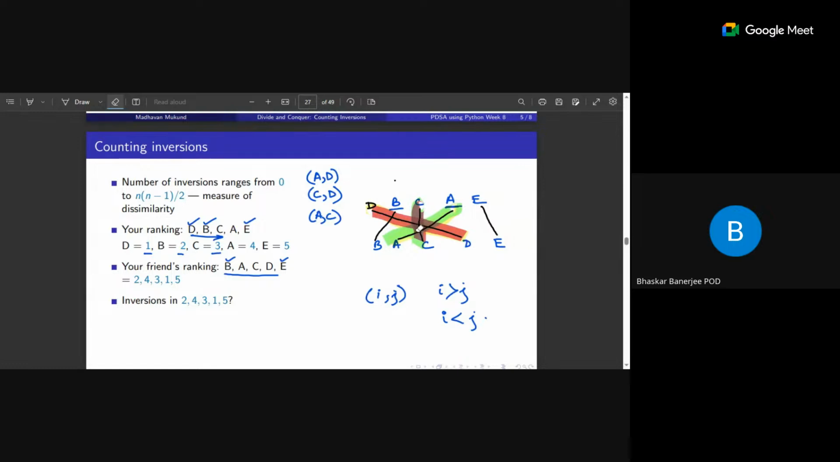But the idea is, wherever there is a pair i, j, where i is one entity and j is one entity, and I prefer i more than j, but in your sequence you prefer j more than i, then if such a pair exists, we call that an inversion. Okay. Now, coming back to our problem.